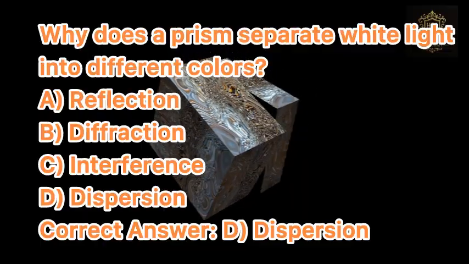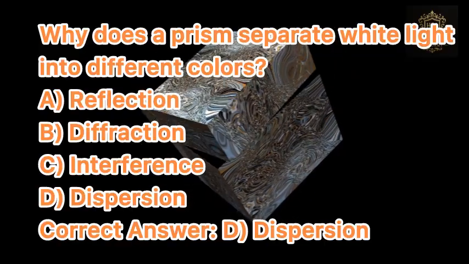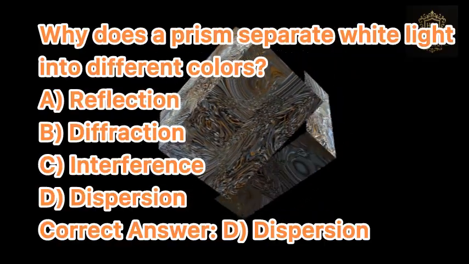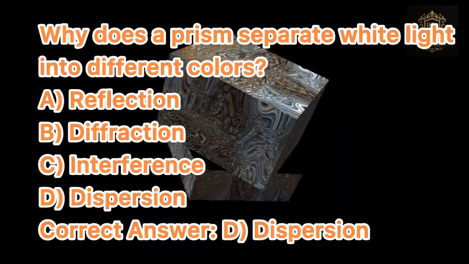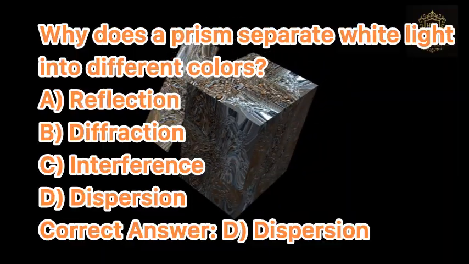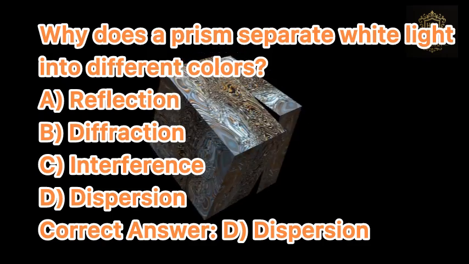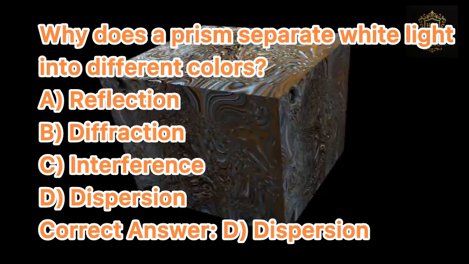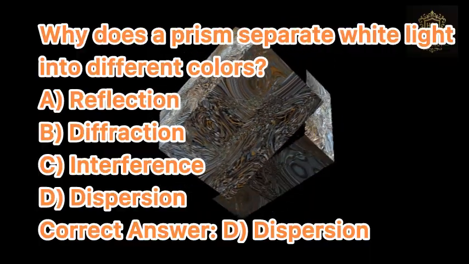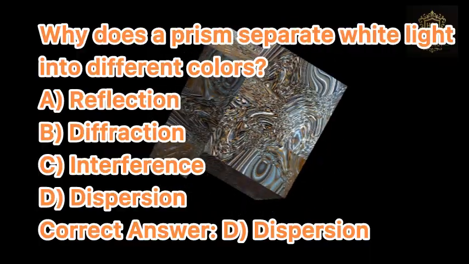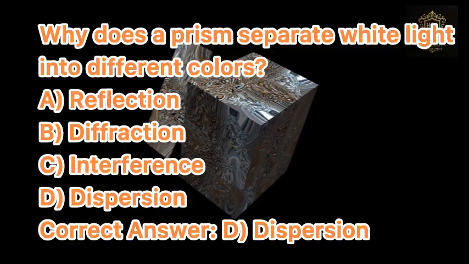Dispersion. Now, what is dispersion? Dispersion is a phenomenon where white light splits into different color components. This happens because each color of light travels at a slightly different speed through the glass prism and is therefore bent or refracted by a different amount. Also note that this happens because each color of light has a different wavelength. So the correct option there is option D.